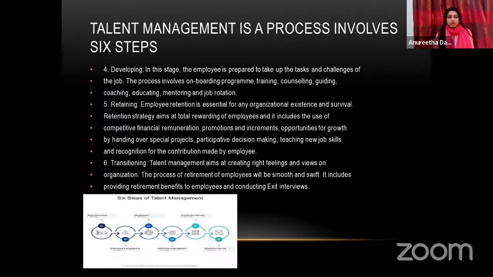Then you have retaining. Employee retention is essential for any organization's existence and survival, right? Retention strategy aims at total rewarding of employees, and it includes the use of competitive financial remuneration, teaching new skills, and recognition for the contribution made by the employee. Then you have transitioning. What does transitioning mean? That means talent management aims at creating the right feelings and views about the organization. The process of retirement of employees should be smooth and swift, and it should include retirement benefits for the employee. So these are the parameters.